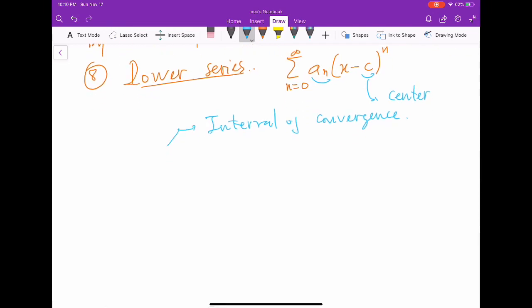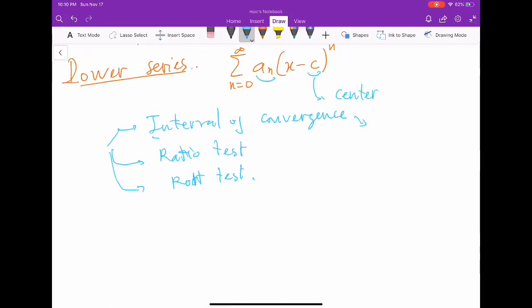All right. So when we find the interval of convergence, we can do that using, let's say, a ratio test or a root test. Let me remind you about the ratio test and root test, and then we move ahead to solve one example. So the ratio test looks like this. You have to find R, which is the limit of a_(n+1) over a_n as n approaches infinity.